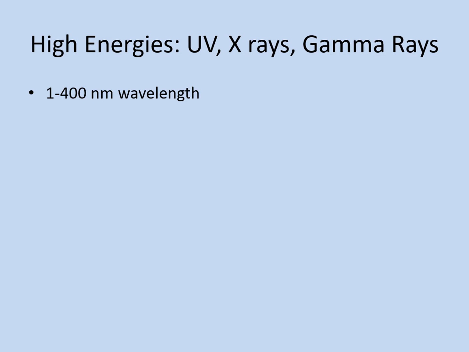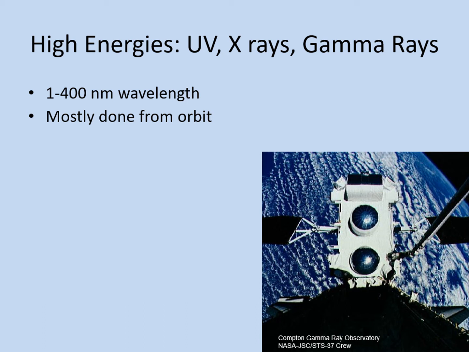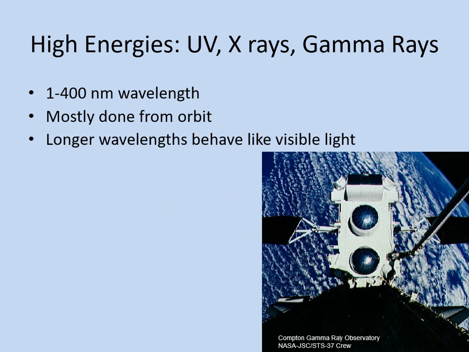The high-energy part of the spectrum ranges down from 400 nanometers to less than 1 nanometer, and includes ultraviolet light, X-rays, and gamma rays. This is mostly done from space, except for some near-ultraviolet work that can be done from high altitudes on the Earth. As with infrared, the parts of the high-energy spectrum closest to visible light are studied with equipment very similar to that used for visible light, and often with the same telescopes.